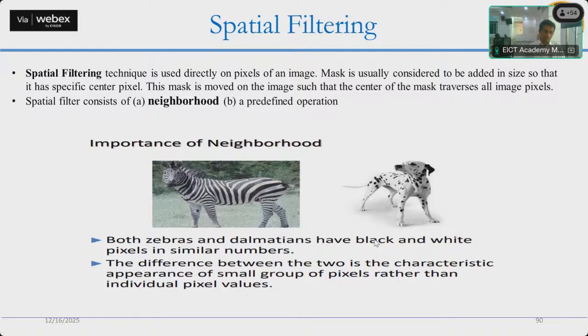Now see the importance of neighborhood. You are seeing here two animals, one is basically a zebra and the other a Dalmatian. They both have black and white pixels in similar number. That is exactly the same. What is the difference? This is the characteristic appearance of a small group of pixels rather than the individual pixels.